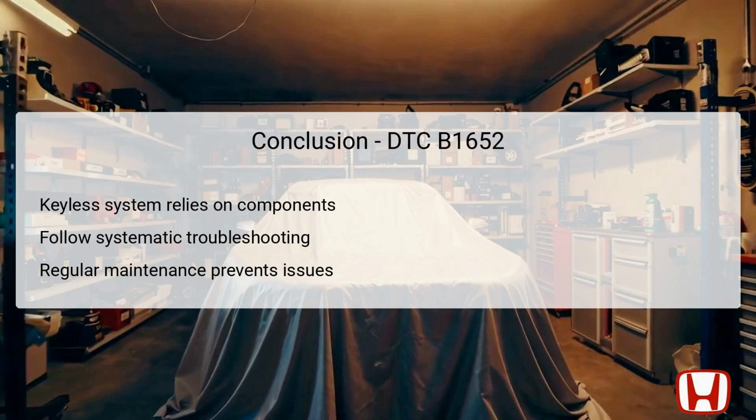In conclusion, DTC B1652 is a diagnostic trouble code that highlights an open circuit condition in the passenger side rear LF antenna, crucial for the keyless access system's operation. The troubleshooting process involves a series of systematic steps designed to identify the root cause, whether it be wiring faults, connector issues, or component failure. By thoroughly following diagnostic procedures including voltage and continuity checks, technicians can effectively resolve the issues causing the code.